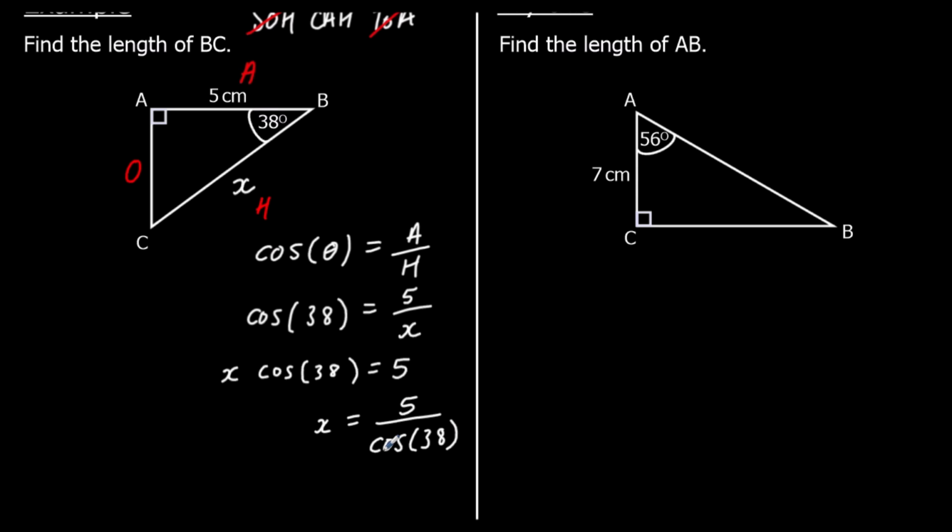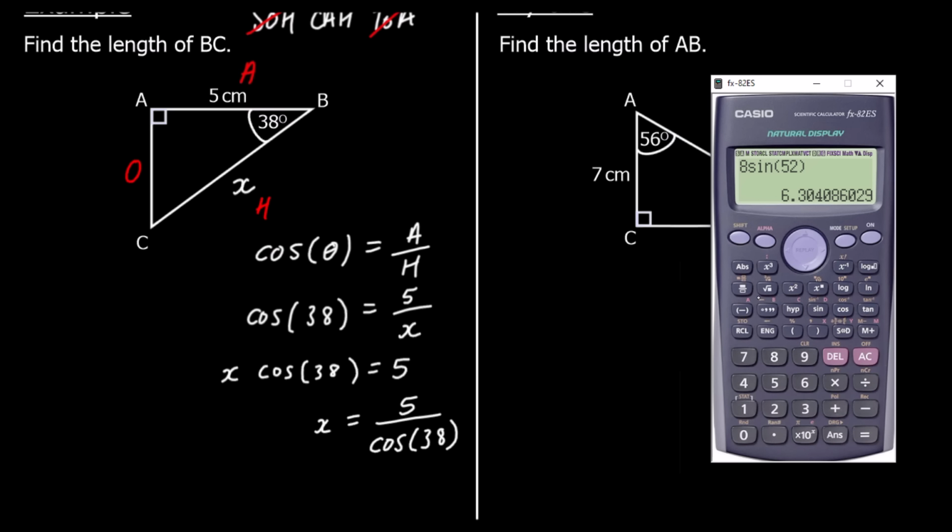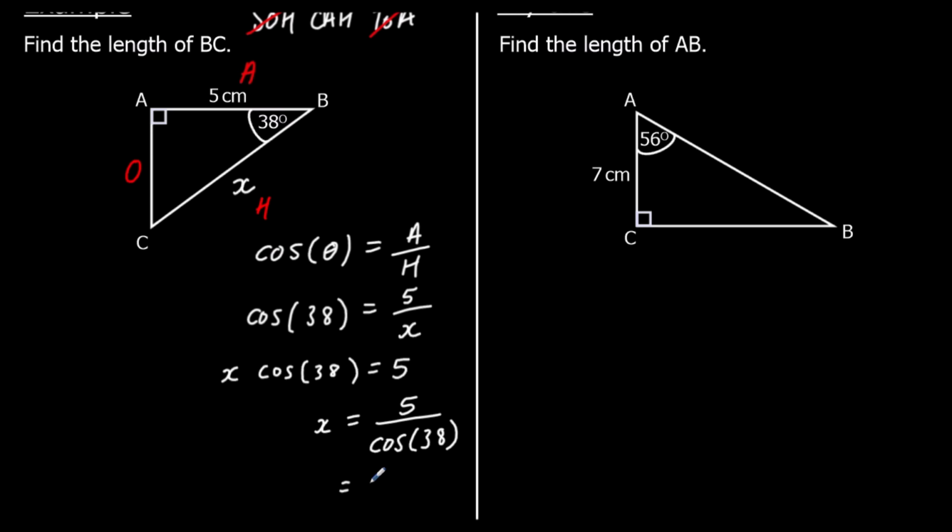So we'll type this in the calculator. So 5 divided by cos 38, and we get 6.35 to 2 decimal places. So 6.35, and again it's centimeters to 2 decimal places.